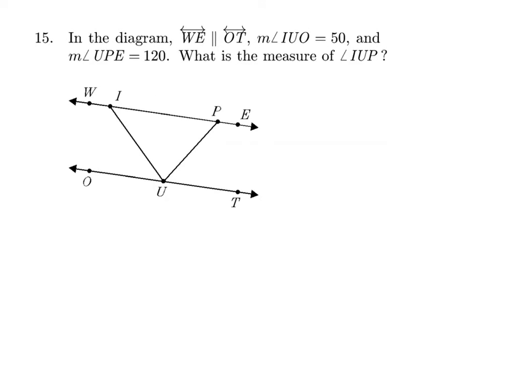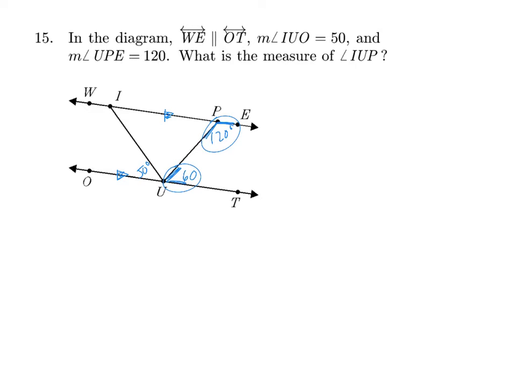All right, in the diagram, WE is parallel to OT. These are parallel lines. IUO is 50 degrees right here. And UPE is 120 degrees right here. What is the measure of IUP? Well, if this is 120 here, this has to be 60, because these angles are consecutive interior. They have to add up to 180.